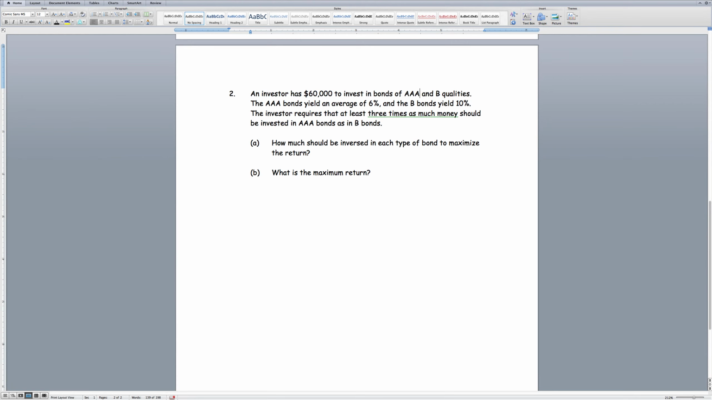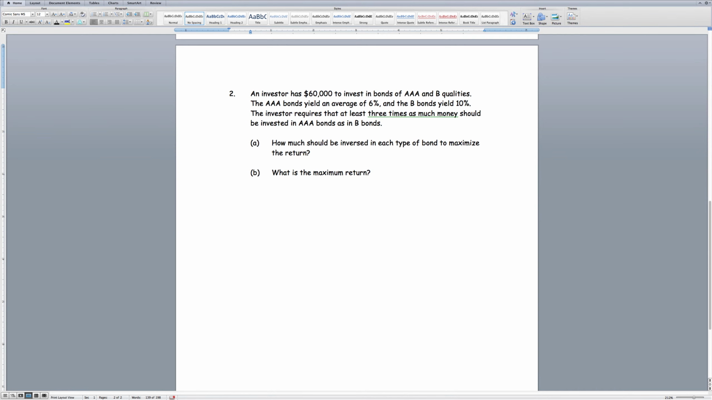The investor requires that at least 3 times as much money should be invested in AAA bonds as in B bonds. Now that's going to be one we're going to have to think about, right? How much should be invested in each type of bond to maximize the return?